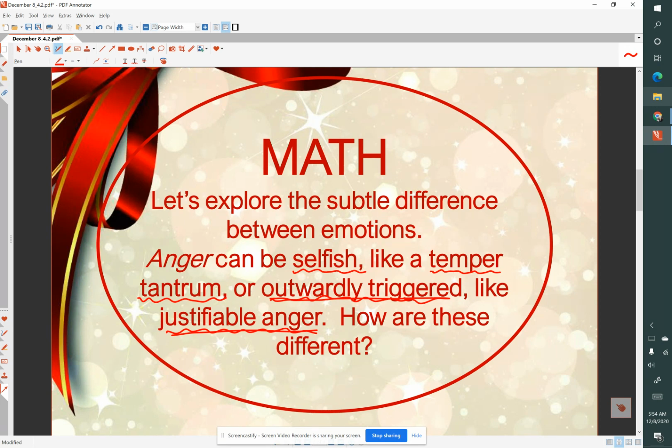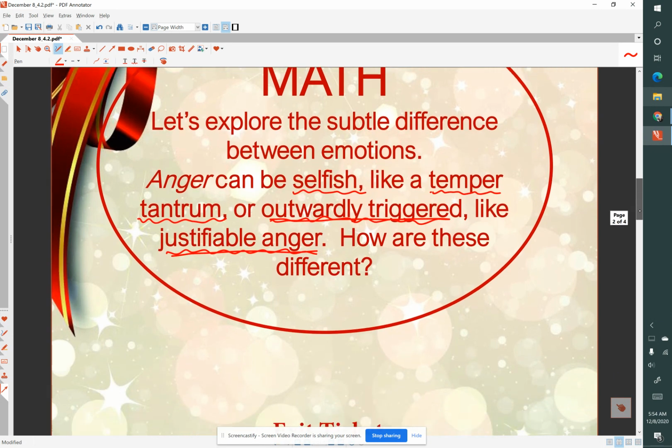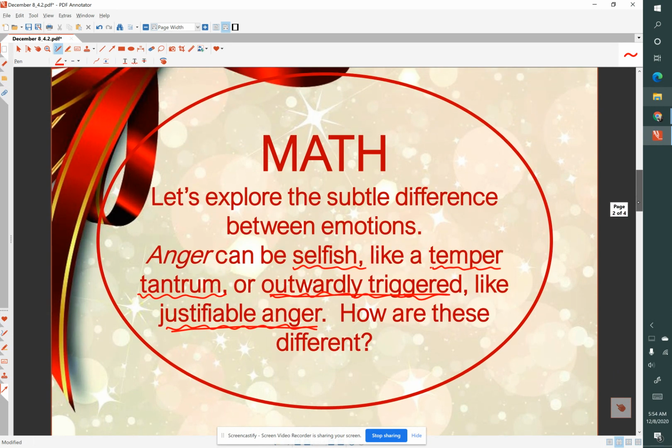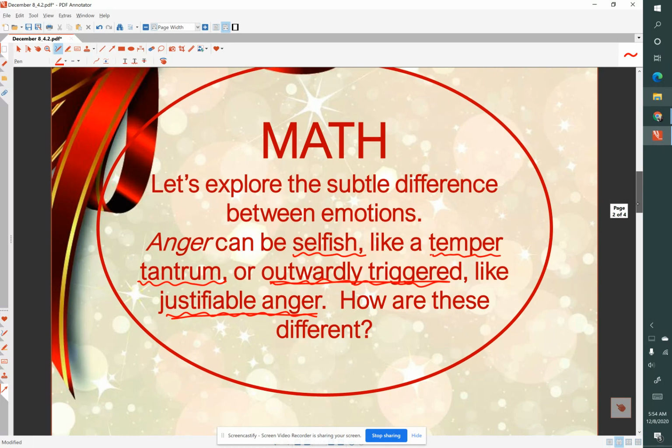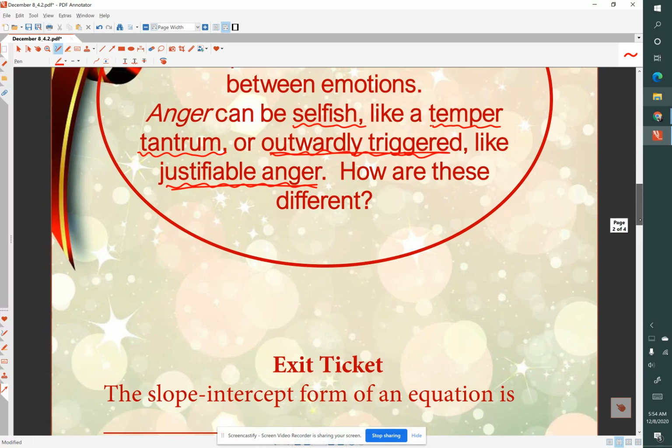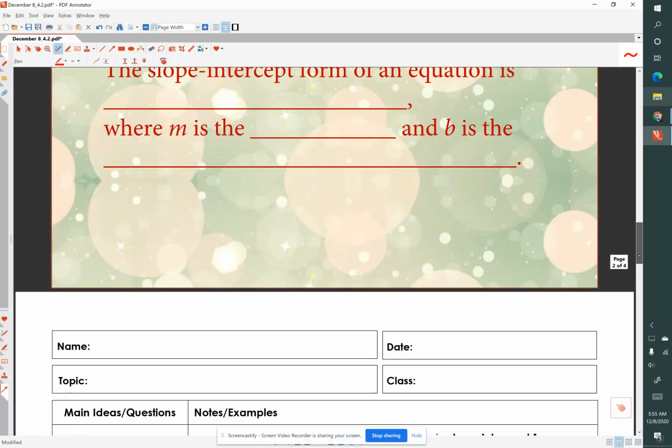But if you're complaining about maybe the food in the cafeteria, well, maybe that's a justifiable anger, and maybe there's some improvement that could be made. So seeing the difference in your anger can sometimes help you. Of course, maybe if you're complaining about the food in the cafeteria, you just need to expand your palate a little bit as well. So there's our exit ticket. We'll get back to that.